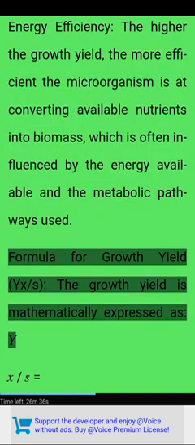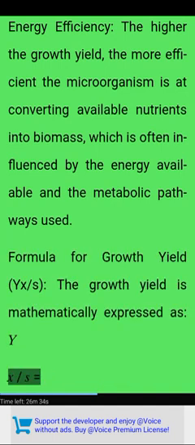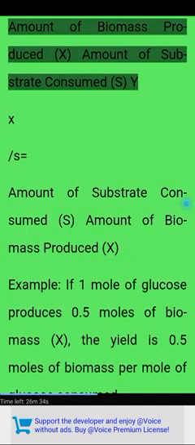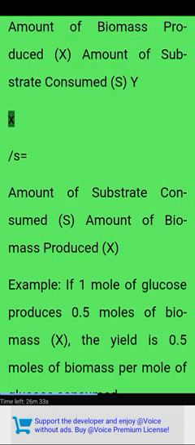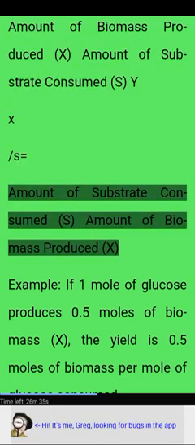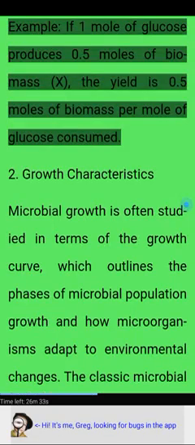Formula for growth yield, Y_X/S. The growth yield is mathematically expressed as Y_X/S equals amount of biomass produced (X) over amount of substrate consumed (S). Example: if 1 mole of glucose produces 0.5 moles of biomass X, the yield is 0.5 moles of biomass per mole of glucose consumed.